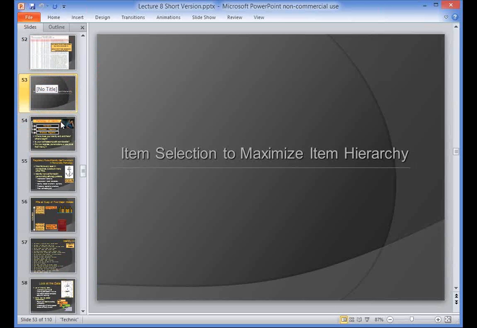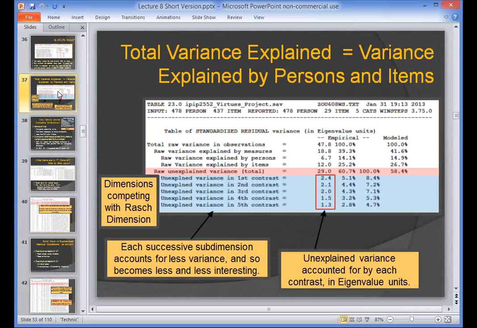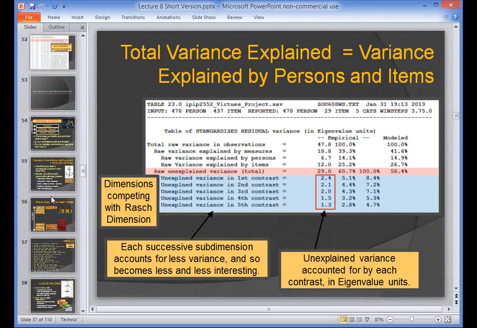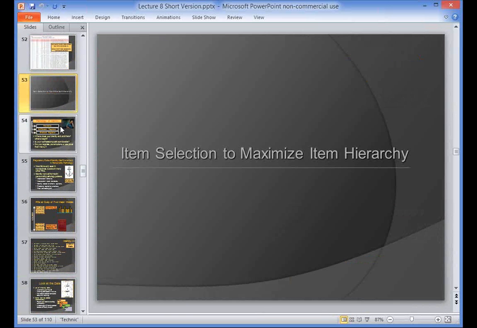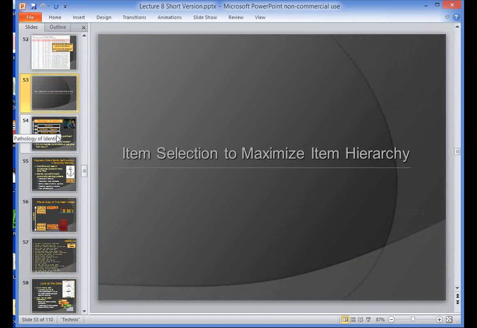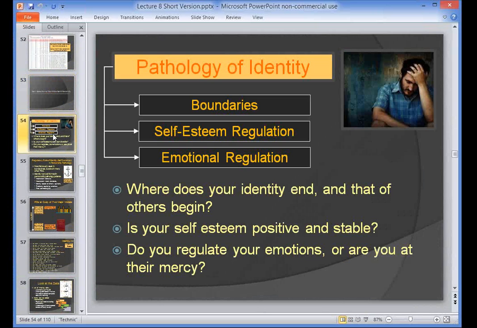Now, there are ways to do item selection procedures in order to try to maximize your item hierarchy. So earlier, I'll just scroll back up here, we had the raw variance that's explained by the items. The more variance that's explained by the items, the stronger the item hierarchy is present in the data. That makes sense, right? So if we want to try to maximize that number, we do have a way to do it. So I'll just show you some analysis that I did. Let me give you a little background on it.